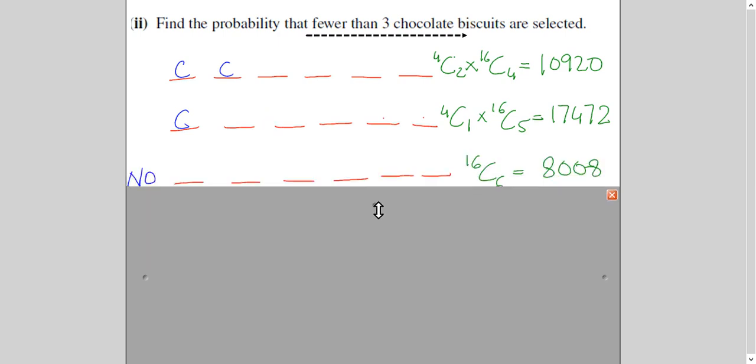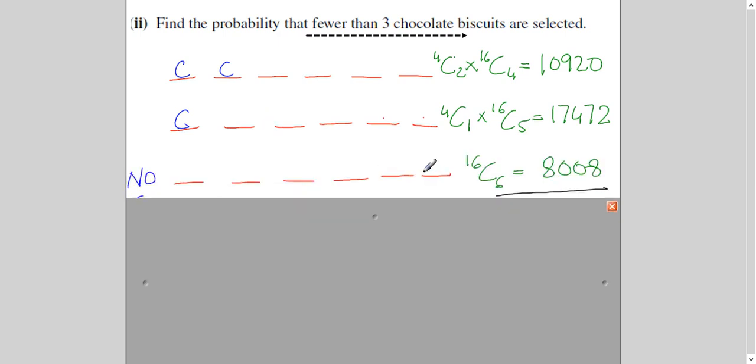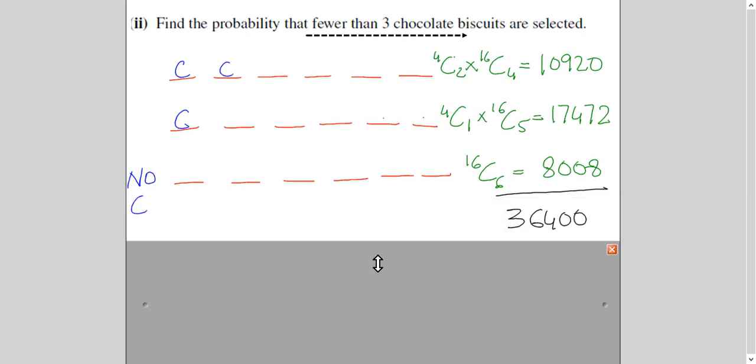Now 0 chocolate, no chocolate. All 6 will be from oatmeal or from ginger. So 1, 2, 3, 4, 5, 6, 16C6. And then add up the results.